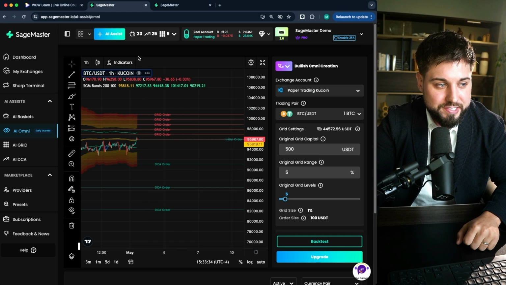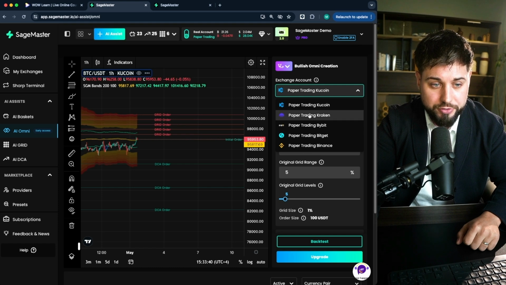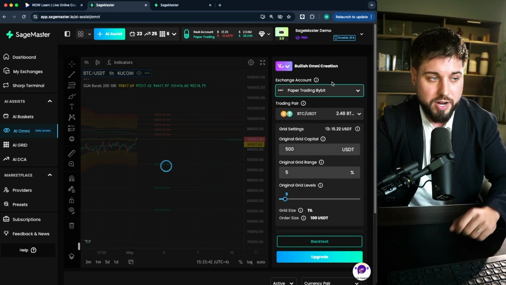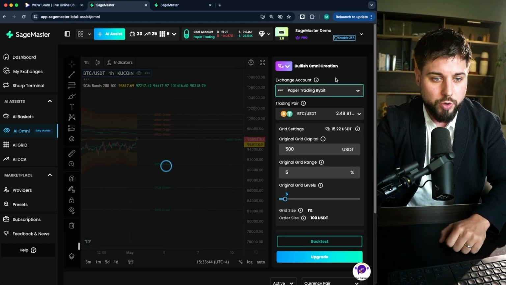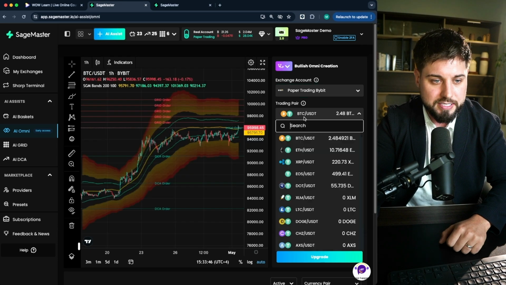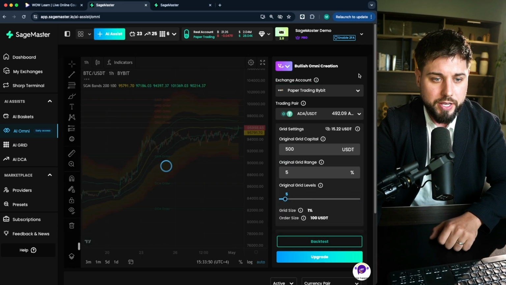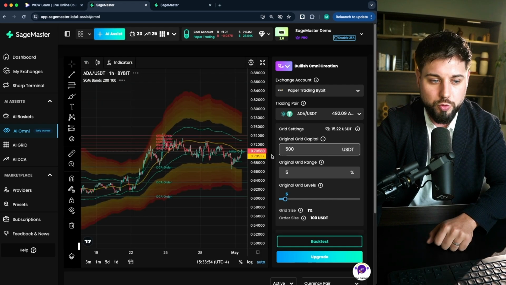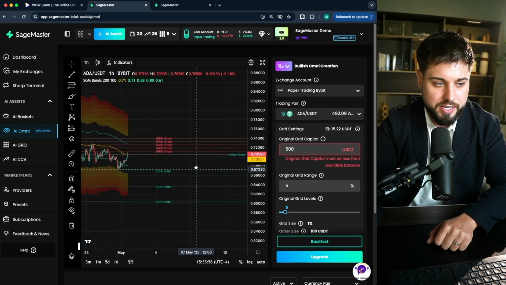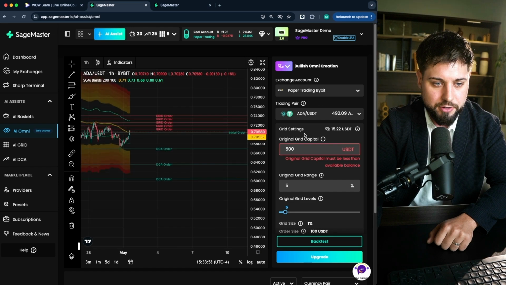But if you want to set up a grid, an AI Omni grid, you first choose the account that you have connected, paper trading or real account. We're going to choose the Bybit account now, just as an example. I'm going to choose Cardano. And then you decide how much you would like to allocate towards this strategy, right? You can see here, it says 500 to the original grid.